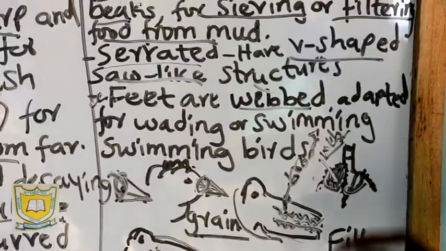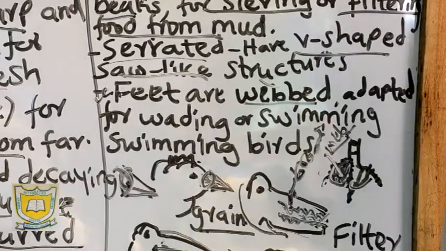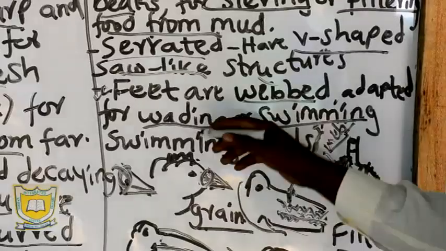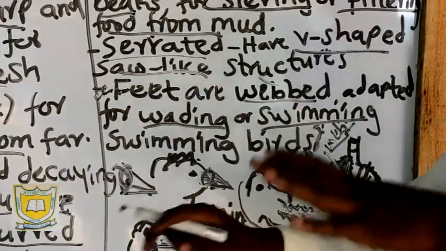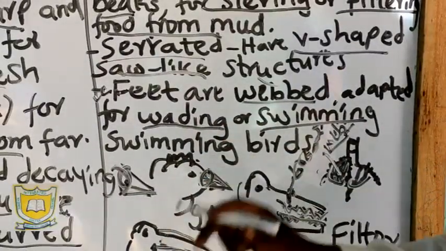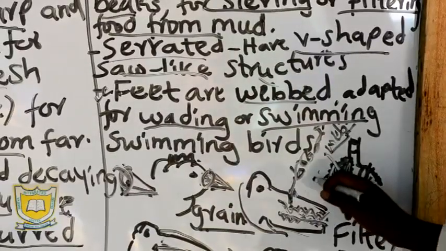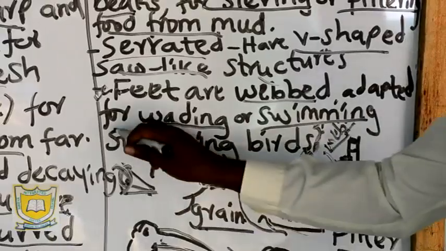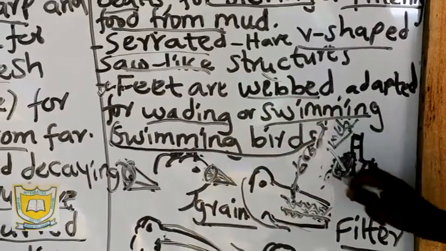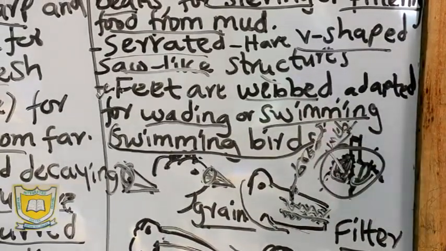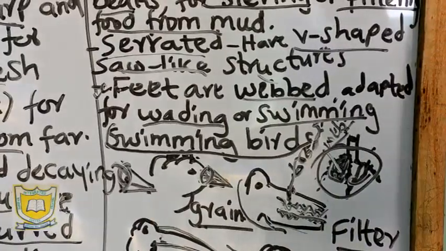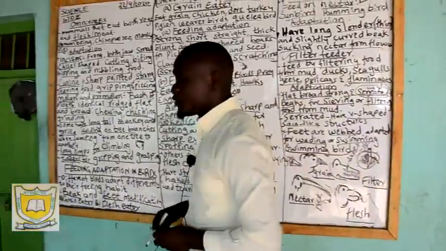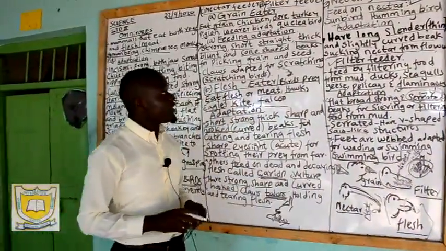Now, what is the need of these webs to these birds? The webs help this animal for wading and also for swimming. Wading is similar to swimming, so that the animal can move in mud and also on water, so that it can get what it needs from the water or from the mud. So they are also called swimming birds because of this type of webs that they have on their feet. Now, this is all about the adaptation of the birds, and also all about today's discussion.